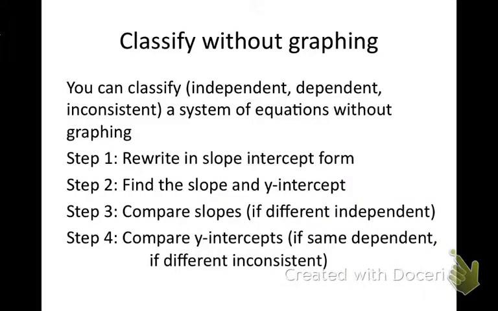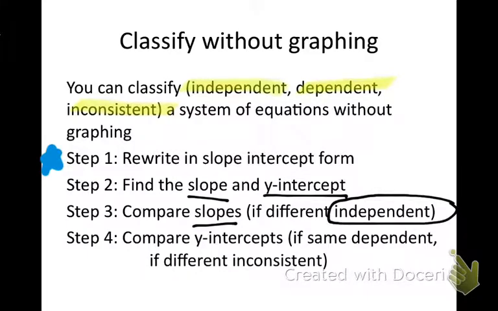Again, a little bit of tips here, classifying without graphing. In order to classify them, independent, dependent, inconsistent, those are the three phrases we'll use here. We always want to rewrite it in slope-intercept form. From there, we locate the slope and the y-intercepts. Compare the slopes. If they're different, boom, right away, independent. No need to even go to step 4. If slopes are ever different, they'll always be independent. If the slopes are the same, then we look at those y-intercepts. If it's the same, it'll be dependent. If it's different, it's going to be inconsistent.